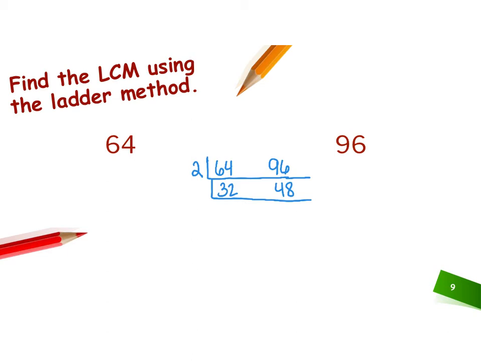Both of these numbers can also be divided by 2. So on my next ladder step, 32 divided by 2 is 16, and 48 divided by 2 is 24. Both of my numbers are still even numbers, so again, they can be divided by 2. On my next ladder step, 16 divided by 2 is 8, and 24 divided by 2 is 12.